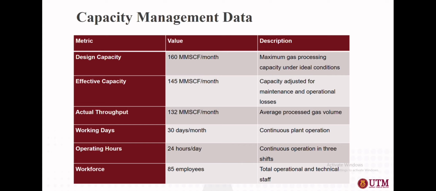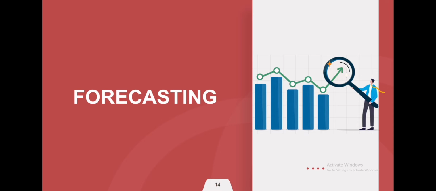Effective capacity is 145, capacity adjusted for maintenance and operational losses. Actual throughput is 132, the monthly average processed gas volume, and working days are 30 days in the month. Continuous plant operation, operating hours are 24 hours daily, continuously operating in three shifts. Workforce is 85 employees total, operational and technical staff.